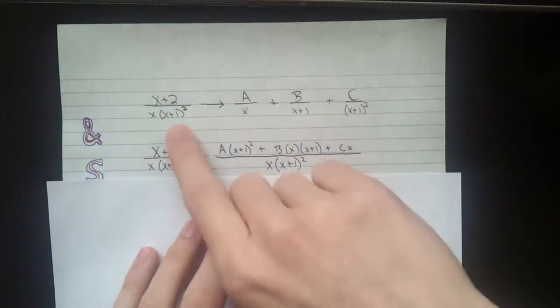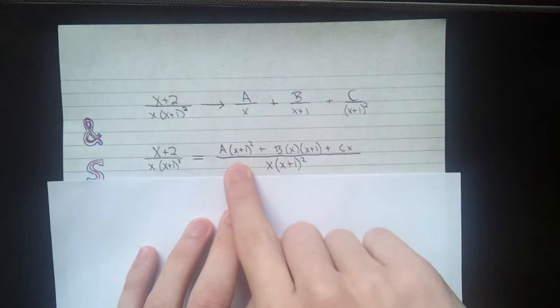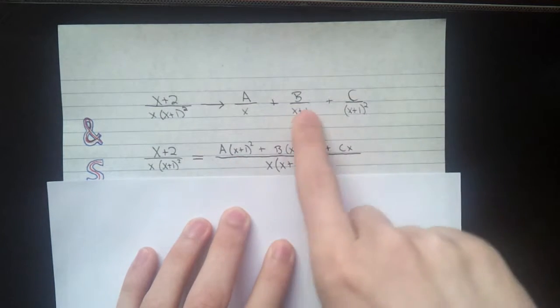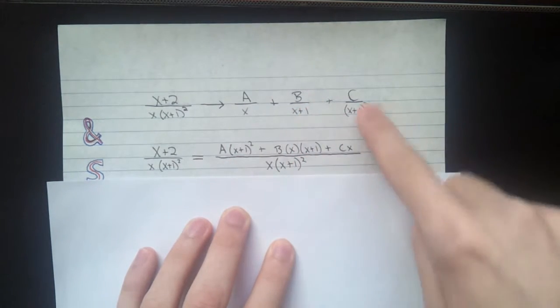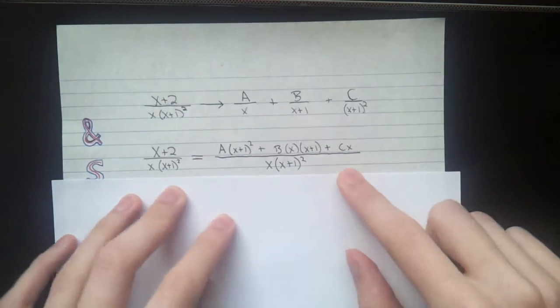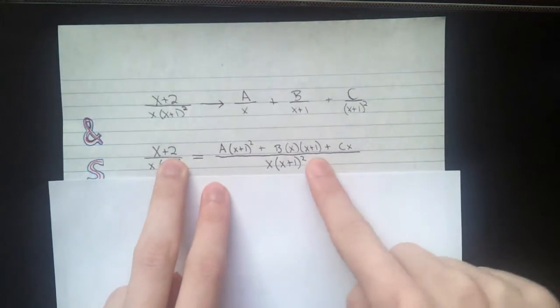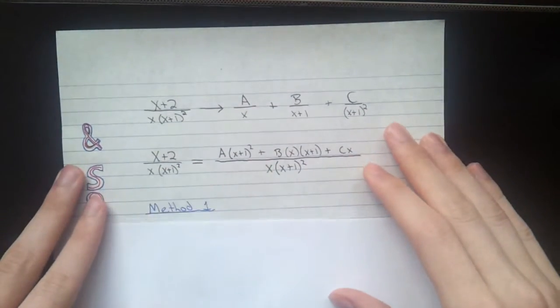So here to get A over x times x plus 1 squared, we have to multiply by x plus 1 squared. And you do the same here, multiply by x times x plus 1. Here you just multiply by x. So now we have equivalent statements here with the common denominators. So the numerators must be equal.